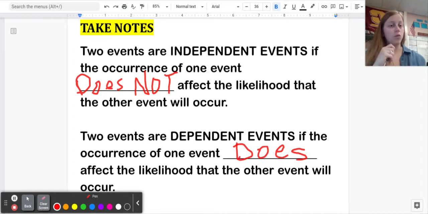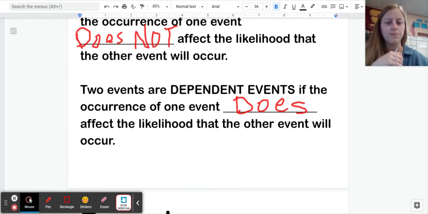So for example, rolling a dice and spinning a spinner, these are two different things. They're not going to affect another. But if I'm drawing names to go first in my public speaking class, well, once I call one person, it's going to affect who I call next because I can't call that same person again. That's a dependent event. So independent, two things that are done, they don't affect each other. Dependent, two things are done, one affects the other. And we'll definitely look at some examples.